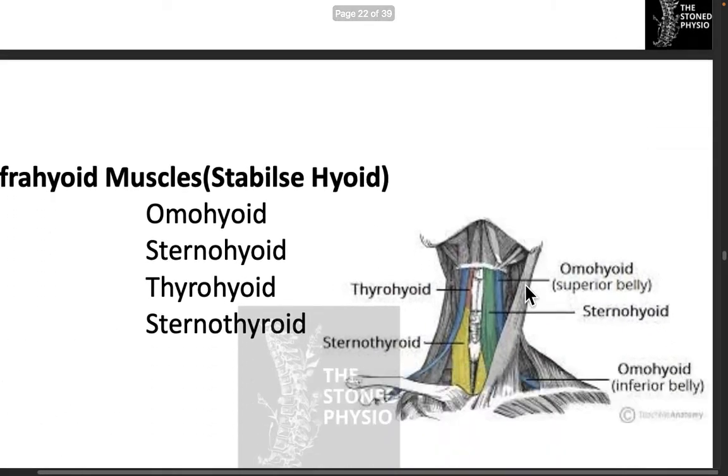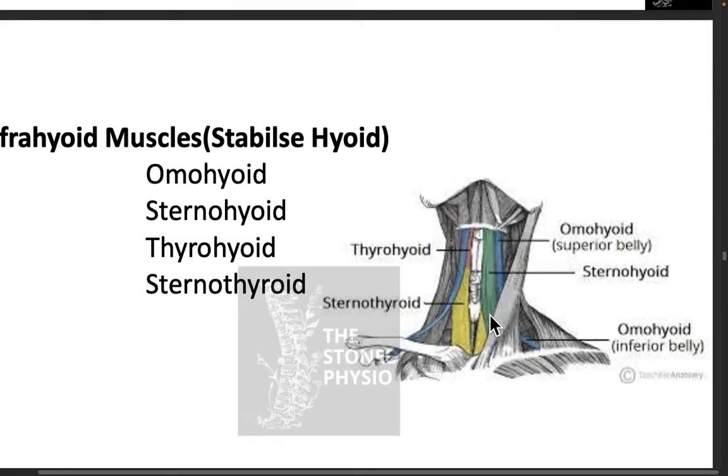So if we have a look at the infrahyoid muscles, most of these muscles have their attachment with the hyoid, as well as with the sternum. First of all, this particular muscle, we know, is the omohyoid. The omohyoid goes all the way from the anterior triangle up to the posterior triangle. This is the superior belly of omohyoid, this is the inferior belly of omohyoid.